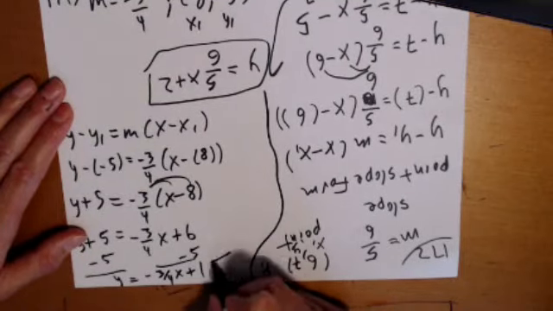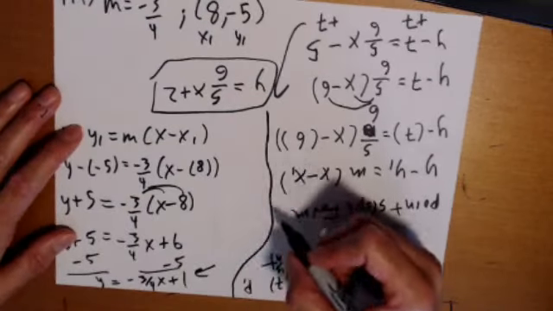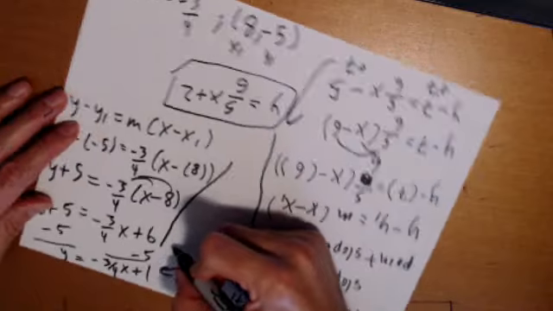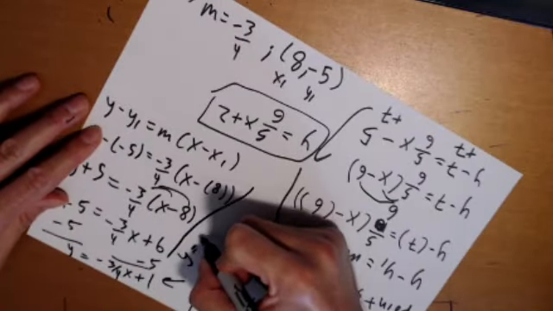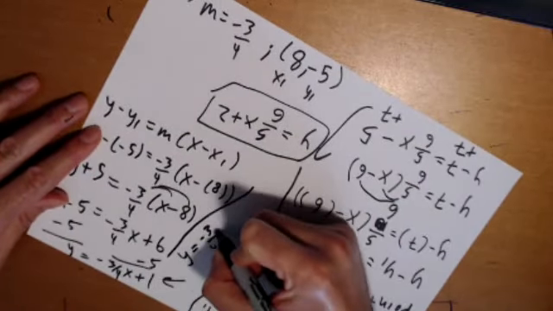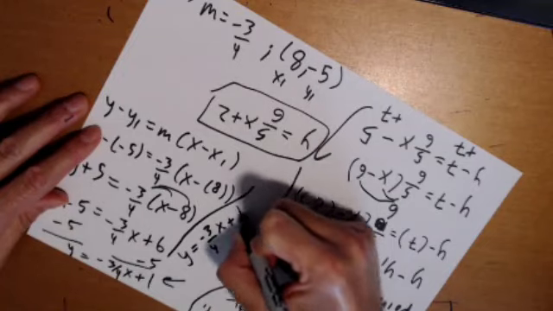Ta-da! Hopefully you can see that. Write it one more time. The answer was y is equal to negative 3/4 x plus 1.